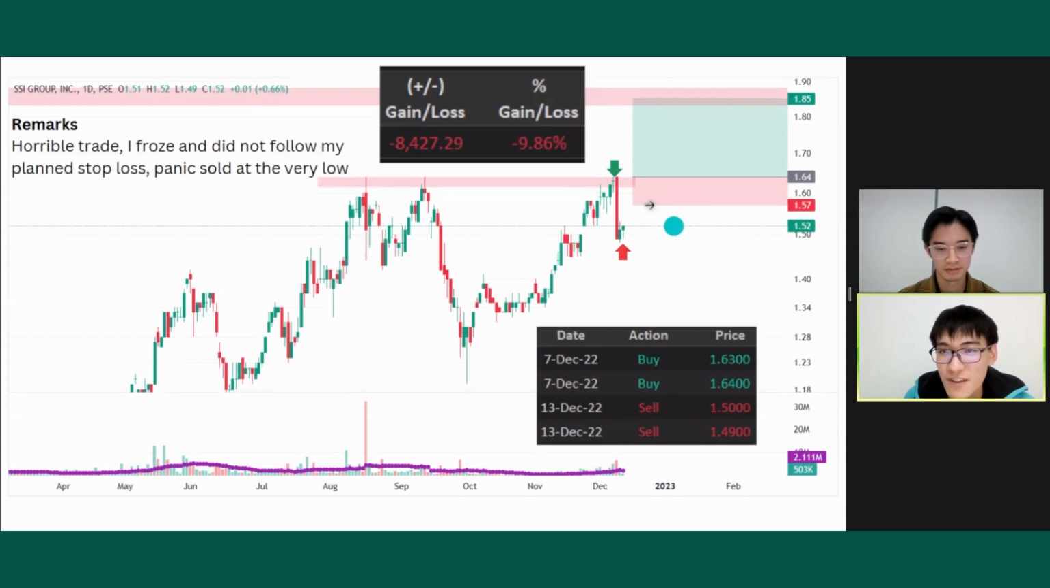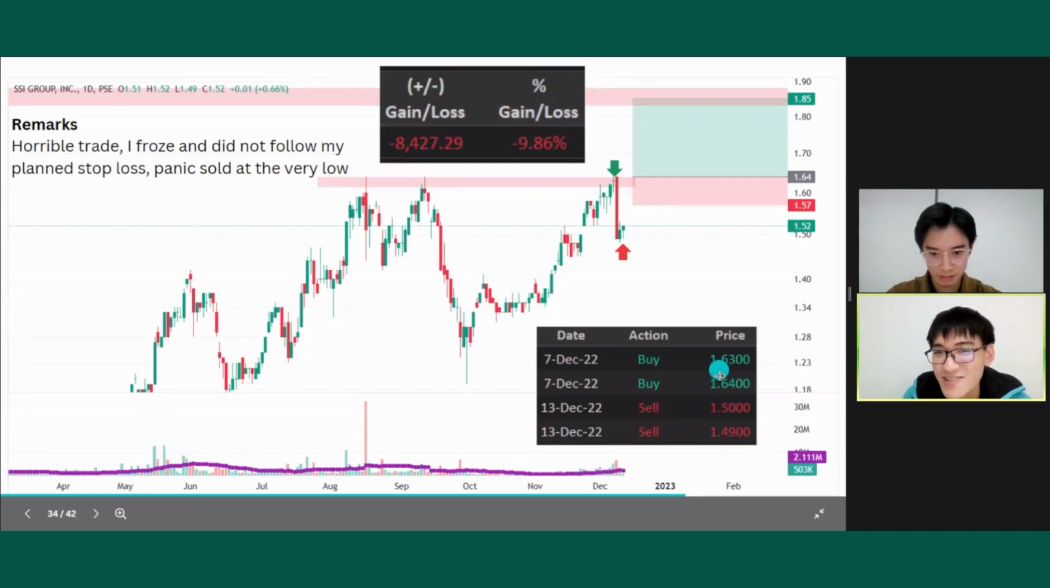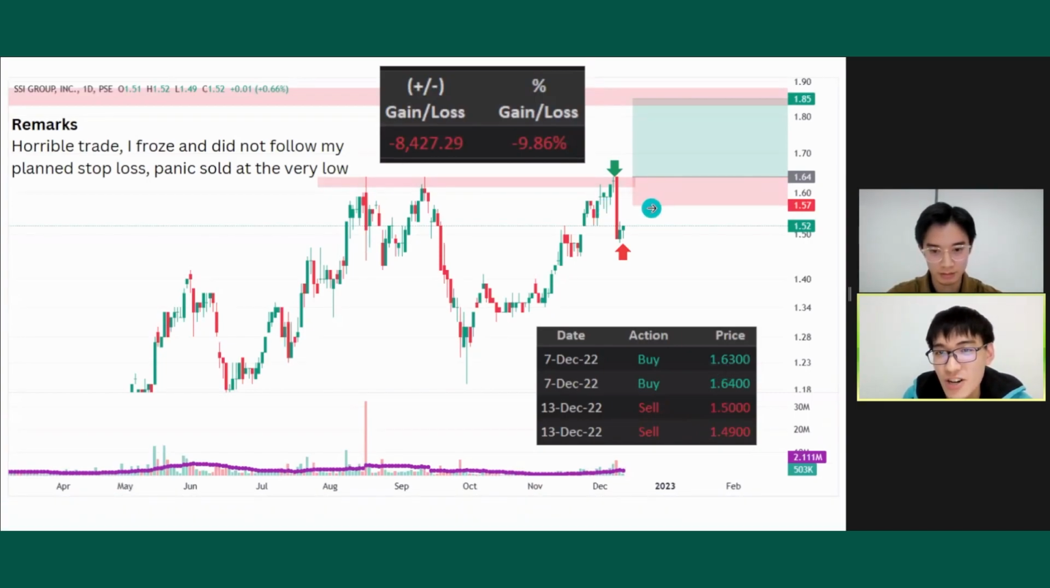So here, if you remember, my stop loss was at 1.57, but where I ended up selling was 1.5 and 1.49. Once it hit my stop loss, I froze. I did not follow my planned stop loss, and I panic sold at the very low. So I lost almost 10% in this trade. This was a very memorable trade of mine.